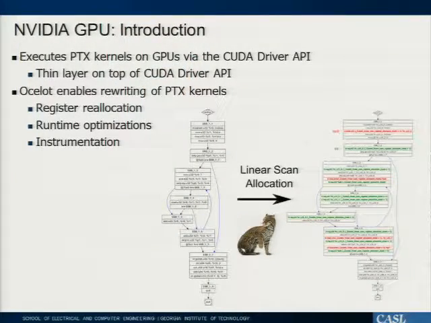The NVIDIA backend is fairly straightforward. It basically involves re-emitting PTX kernels from the IR and then sending them to the GPU via the CUDA driver API. It's not very heavyweight, but it does allow Ocelot to sit between the application and the GPU and make transformations at runtime. Some simple applications are register reallocation, potentially modifying the application or changing the number of threads that might be launched, and finally instrumentation.